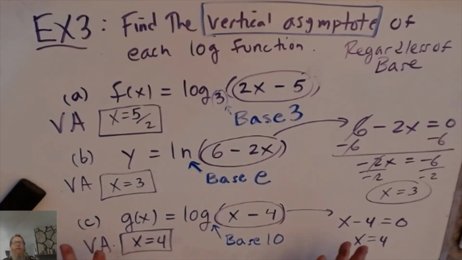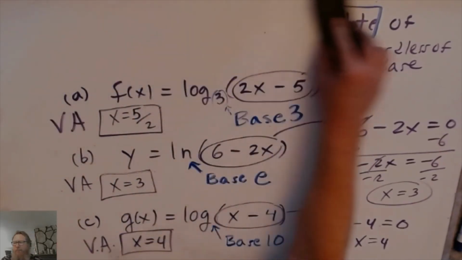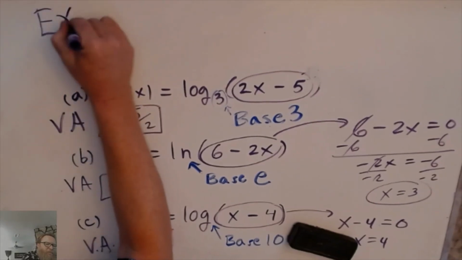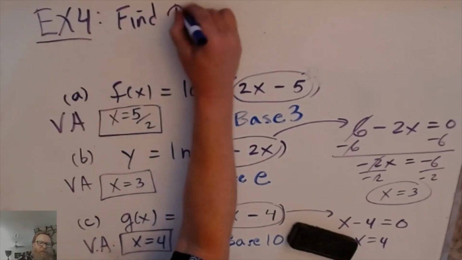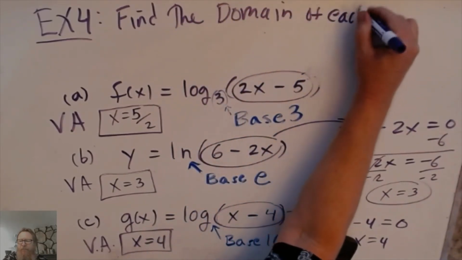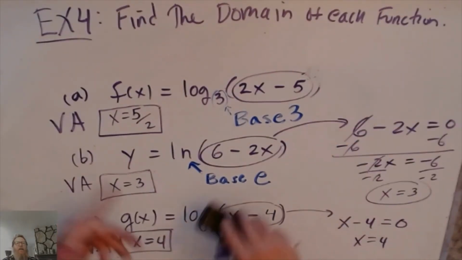Now here's what I'm going to do for this. We're going to get a buy one, get one free deal on this. If you find the asymptote, I'll give you a bonus question. Find the domain of each function. And I'll keep the functions the same.